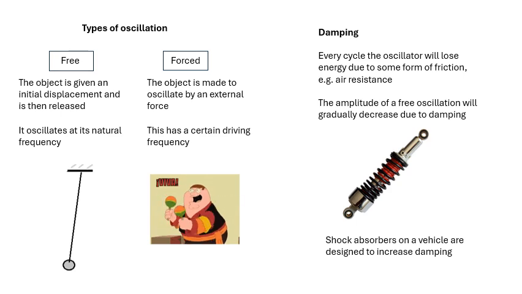For example, on a vehicle, like this shock absorber off a motorbike. Basically there's lots and lots of damping so that you don't want your bike bouncing up and down for ages after you've run over a speed bump or something. Okay, so shock absorbers are actually designed to increase the amount of damping.